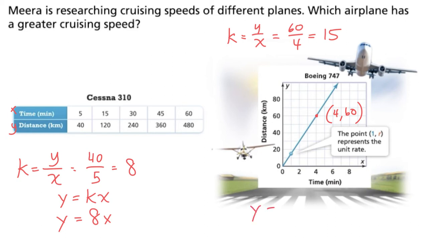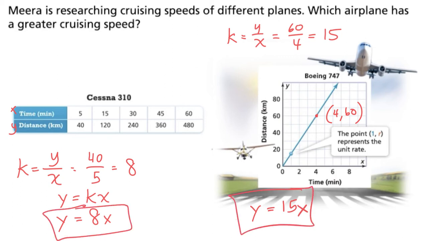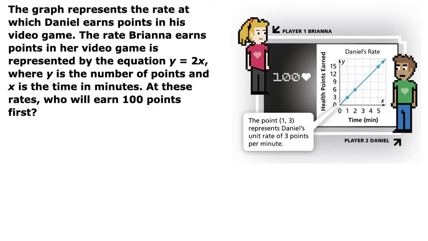Now, I can plug the value 15 into my equation, and now I can compare y equals 15x to y equals 8x. And I can clearly see this plane travels further for every 1 minute that it's in the air. Go ahead and pause the video here to read example 2.